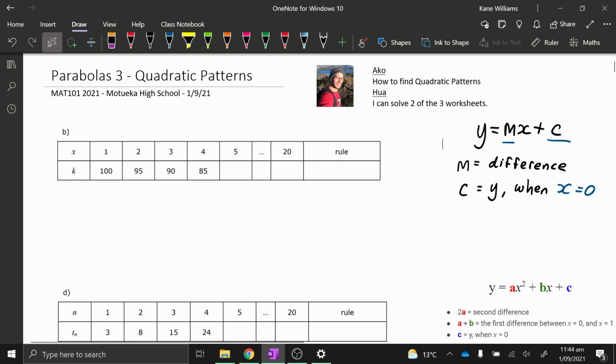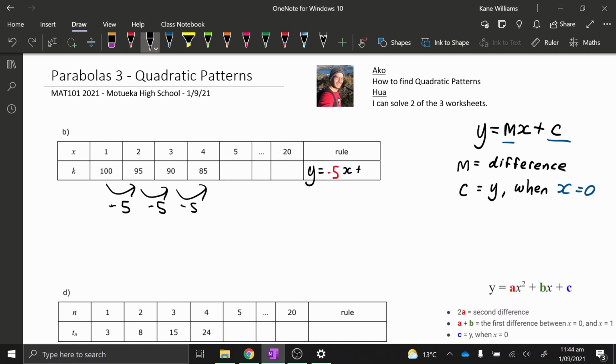So our equation is y equals mx plus c, except we don't know what m and c are just yet. So m's going to be our difference. So what's the difference here? It decreases every time by 5. Very good. Minus 5. So our m must be minus 5. So minus 5x.